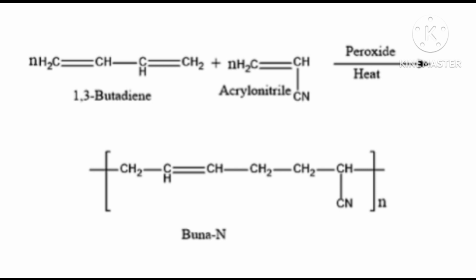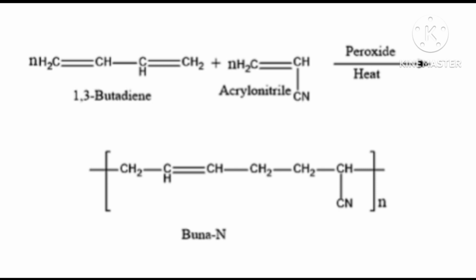Synthetic rubber example is neoprene. Neoprene is also called polychloroprene. I have given this example previously, and I have also sent this structure. Neoprene, or polychloroprene, is formed by the free radical polymerization of chloroprene. Chloroprene means what?